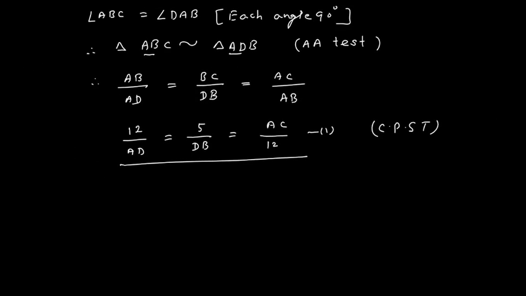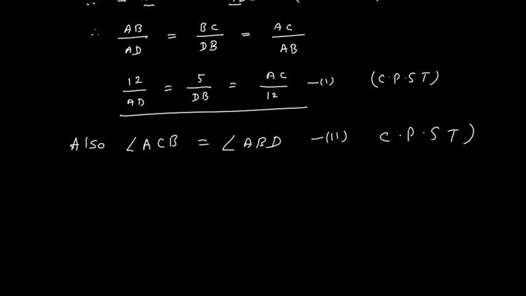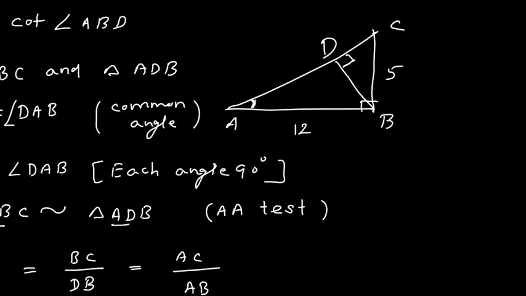Similarly, I will say that angle ACB equals angle ABD. I will call this equation 2. They are also corresponding parts of similar triangles. Angle ACB, we are talking about this angle, and angle ABD, we are talking about this angle. So these two angles are equal.